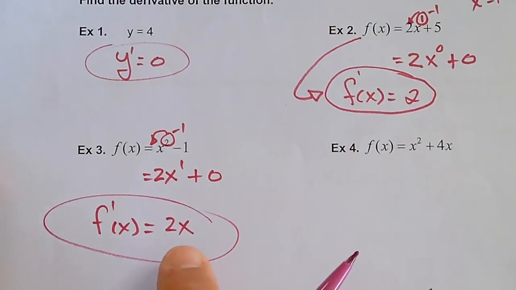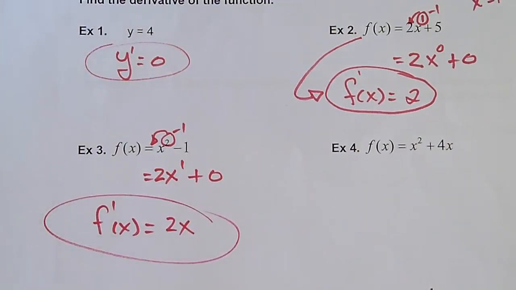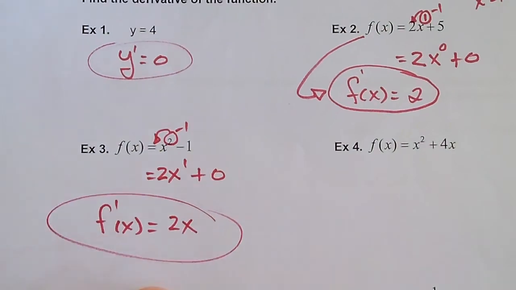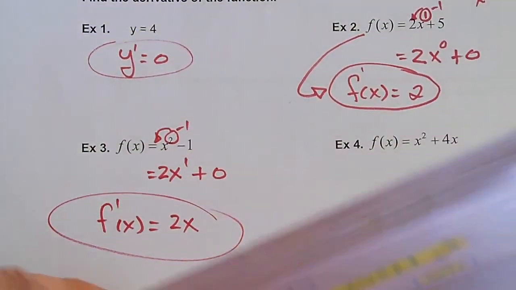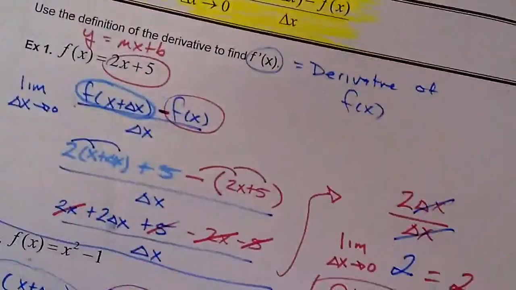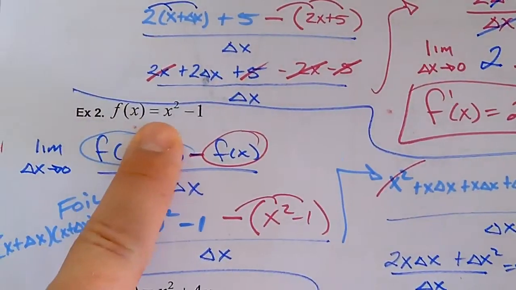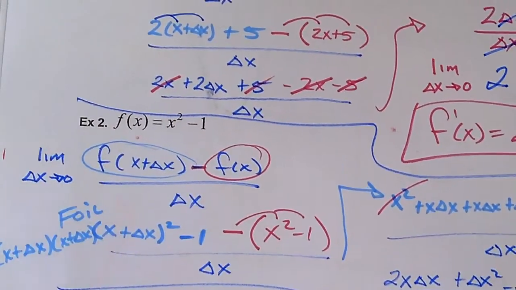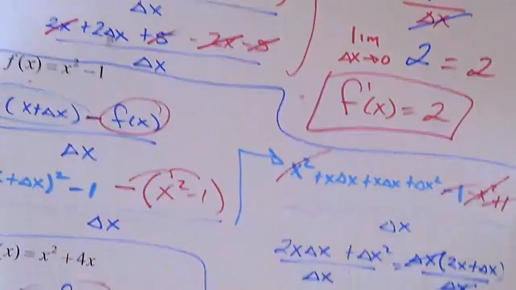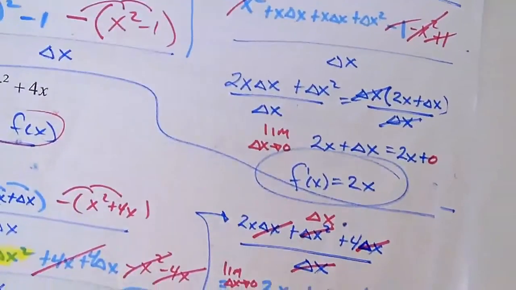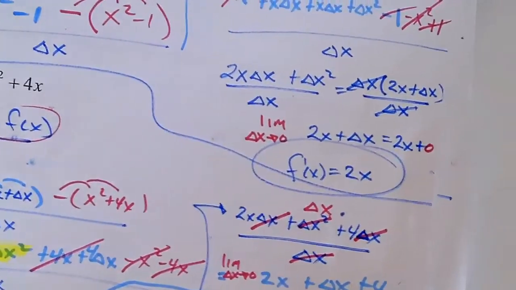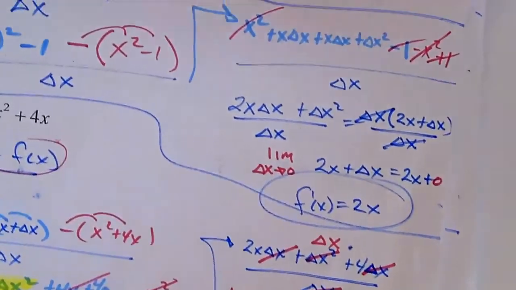Okay? Yesterday, or I should say Friday, we did one just like that. We did the derivative of f of x using the definition of the derivative. Oh my gosh, look at all this work we did. And we got 2x. Okay? We're doing the same thing, but in like 2 seconds. Isn't that a beautiful thing?